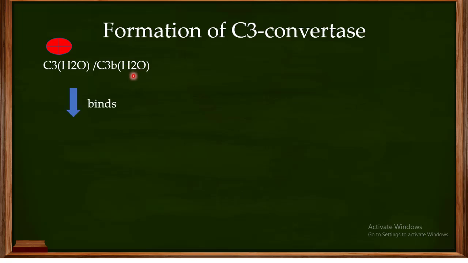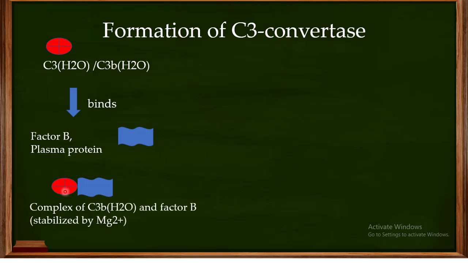What this C3b does is bind to another factor, known as factor B, which is actually a plasma protein. When the C3b binds to the factor B, you get a complex of the C3b and the factor B. Now this complex of the C3b and the factor B is stabilized by a magnesium ion. So the magnesium ion gives stability to the complex of the C3b and the factor B.